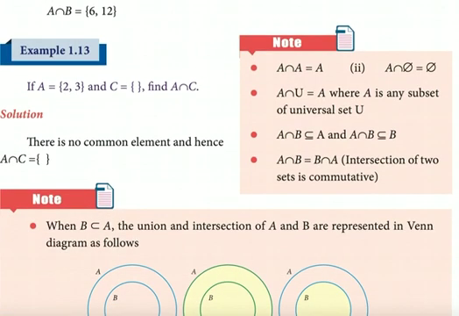If A equals {2, 3} and C equals {5}, then A intersection C is phi. There is no common element, hence A intersection C is phi. Note: A intersection A is nothing but A. A intersection phi is nothing but phi. A intersection U is nothing but A, where A is any subset of the universal set U. A intersection B is a subset of A and A intersection B is a subset of B. A intersection B equals B intersection A, so intersection of two sets is commutative, like union.